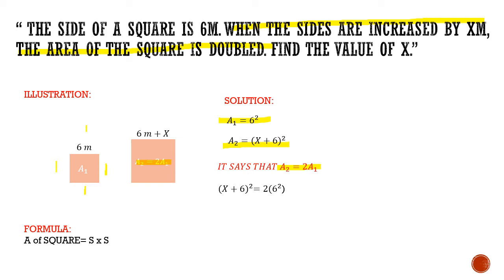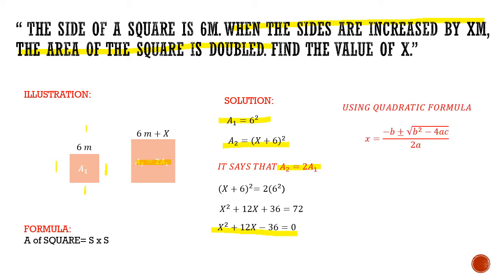So, simplify muna natin yung equation. And we have x squared plus 12x plus 36 is equal to 72. So, transpose lang natin yung 72 and combine like terms. So, makakuha tayo ng x squared plus 12x minus 36. Mapapansin natin that yung equation natin is quadratic. So, gagamit tayo ng quadratic formula or factoring. Dahil hindi factorable yung equation natin, gagamit tayo ng quadratic formula.